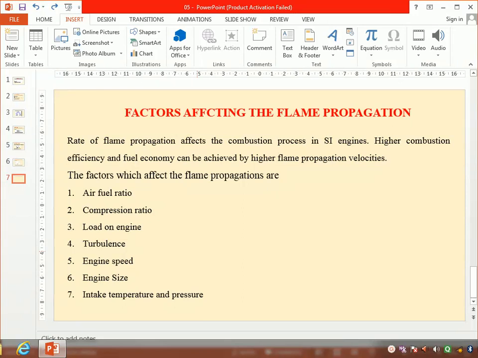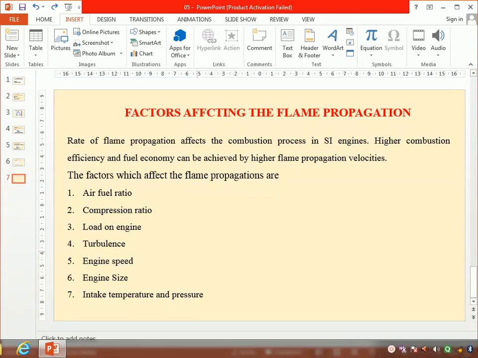Now the third stage, that is afterburning. So combustion will not stop at point C. It continues after attaining the peak pressure. So at point C, the afterburning stage will start. Combustion will not stop at point C, but it will continue after attaining peak pressure, and this combustion is known as afterburning. But obviously, the flame velocity is reduced.